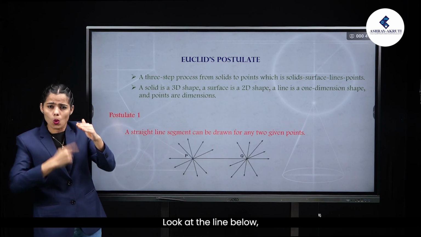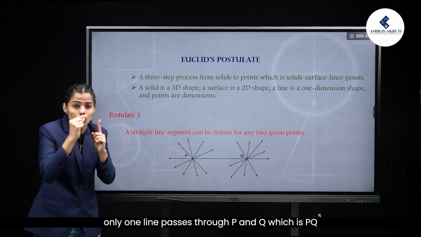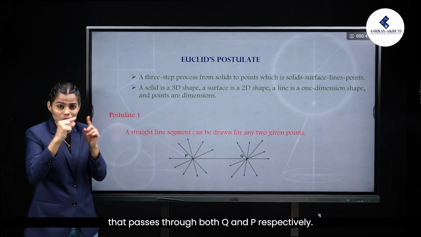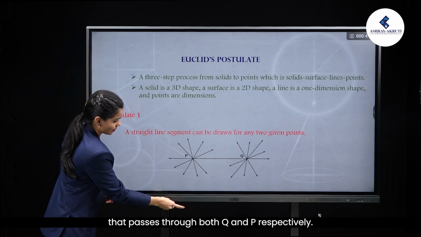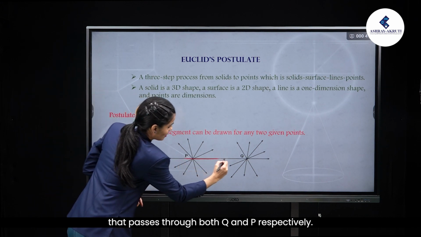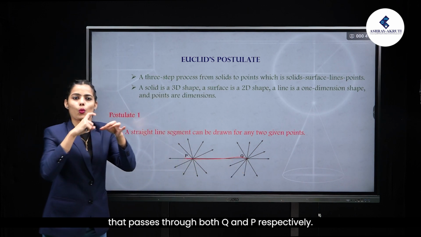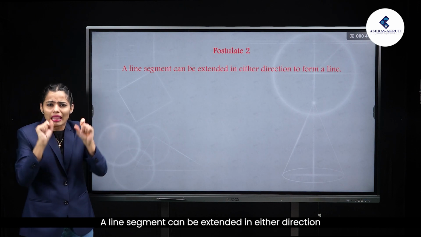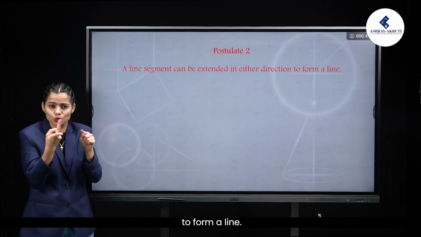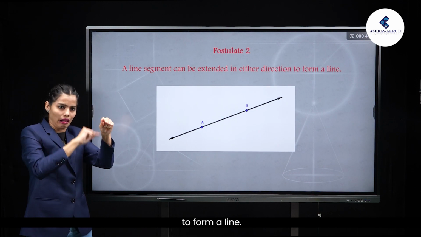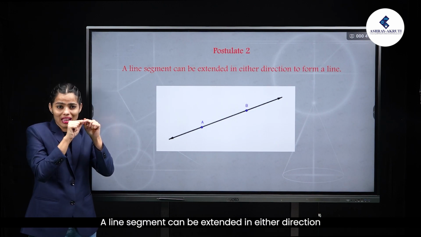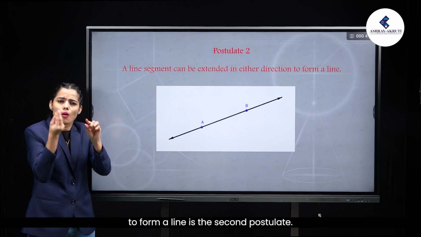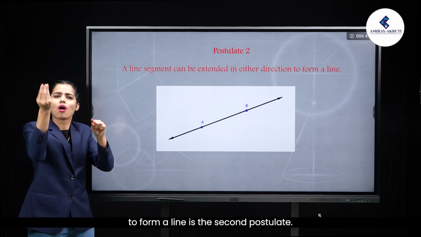Look at the line below. Only one line passes through P and Q, which is PQ, that passes through both Q and P respectively. Postulate 2. A line segment can be extended in either direction to form a line. A line segment can be extended in either direction to form a line is the second postulate.